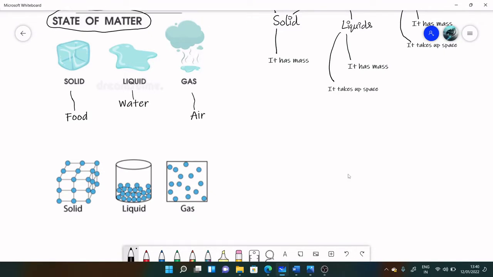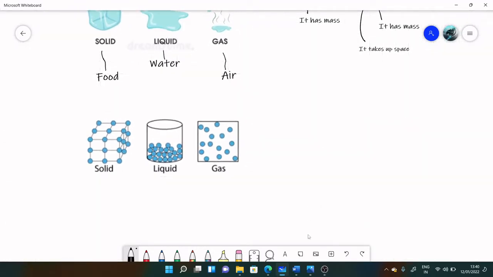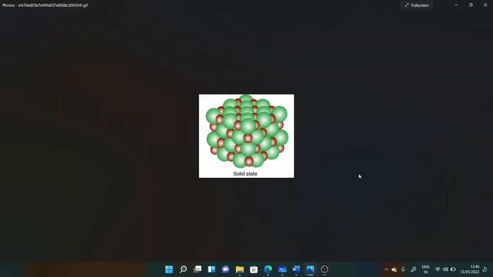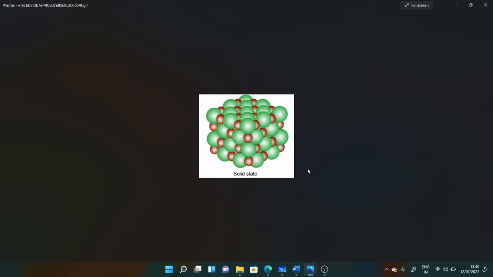Now, let's start with solid. Why don't we take a look at this GIF? We can see that this is the structure of particles in a solid. These particles are all oscillating or vibrating.